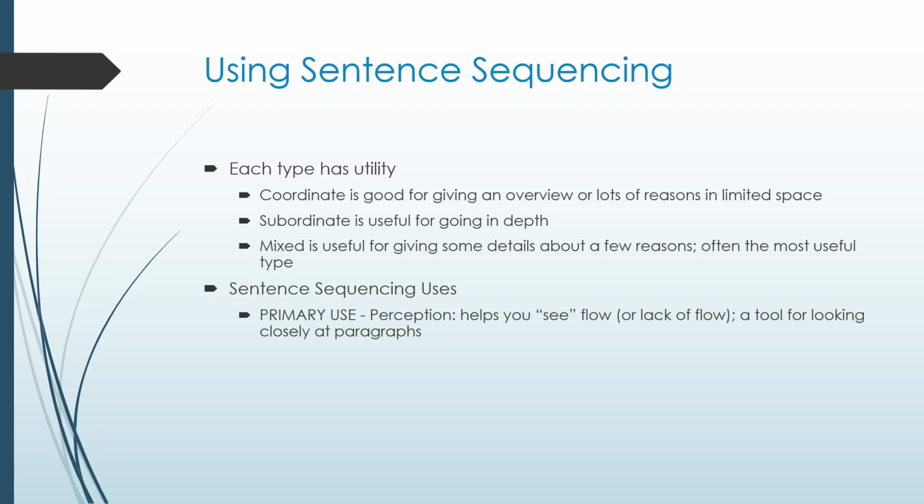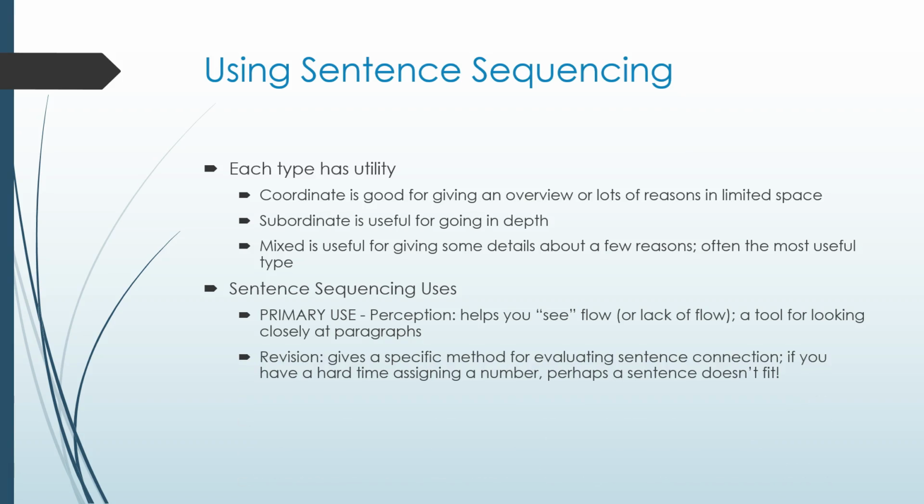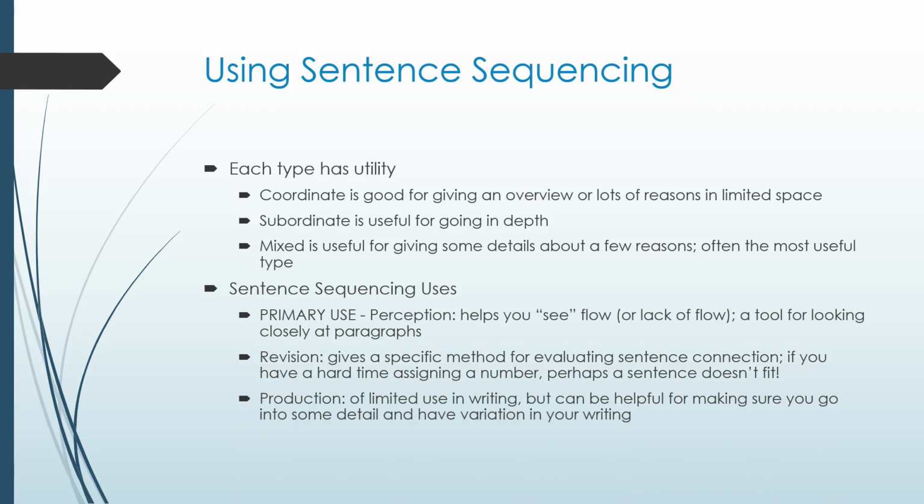Therefore, sentence sequencing tends to be the most useful in revision. It gives you a specific method for evaluating sentence connections, and if you're having a hard time assigning a number, perhaps the sentence doesn't fit. However, this is not the only way it can be used. It's possible to use sentence sequencing as a production method, although it's of limited use in writing. It can be helpful for making sure that you go into some detail and have more than just one support.